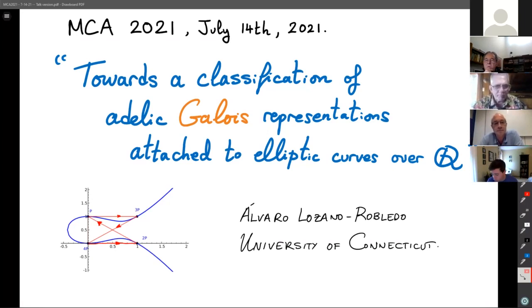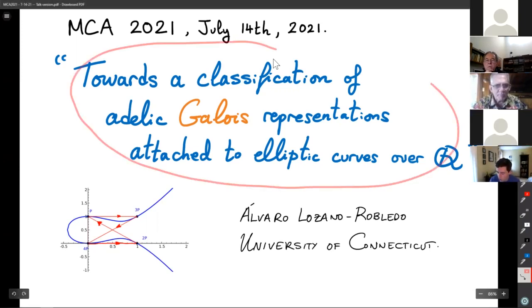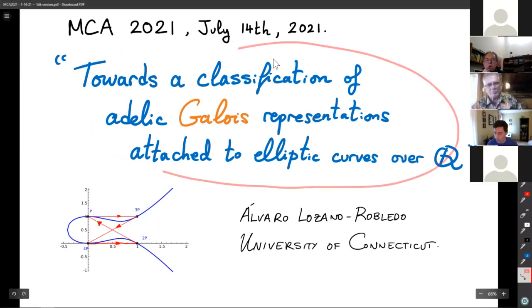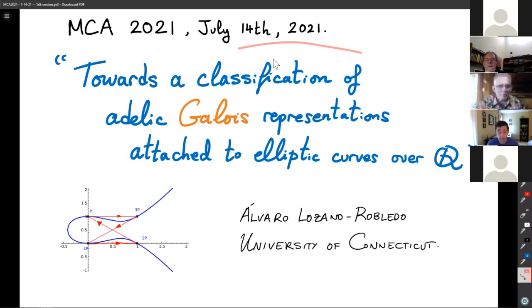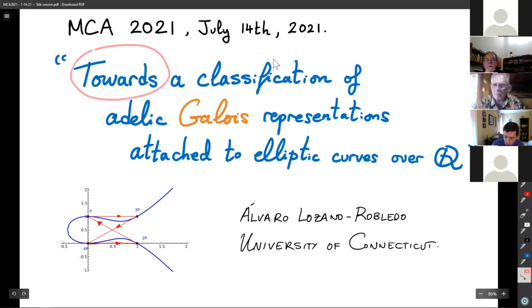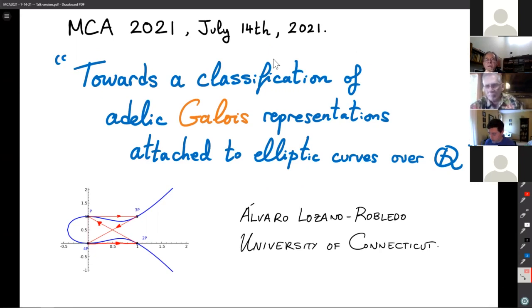So what I would like to talk about is some progress towards classification of adelic Galois representations. I'm going to explain what those are. The key word here is "towards." We're still far from that, but we are trying to make some progress and trying to understand how these work, and hopefully have some understanding of what a classification would look like, or at least some conjectural list of possible representations that can appear coming from elliptic curves.